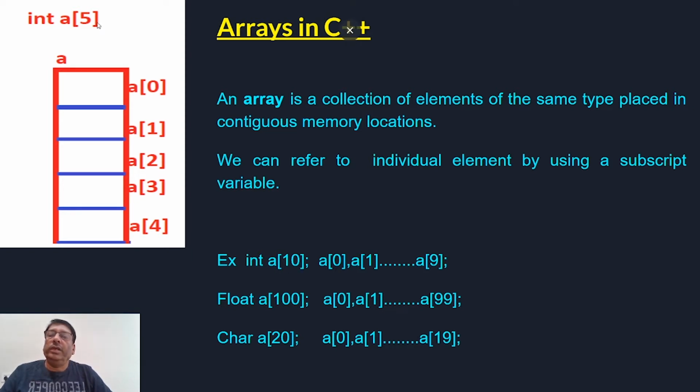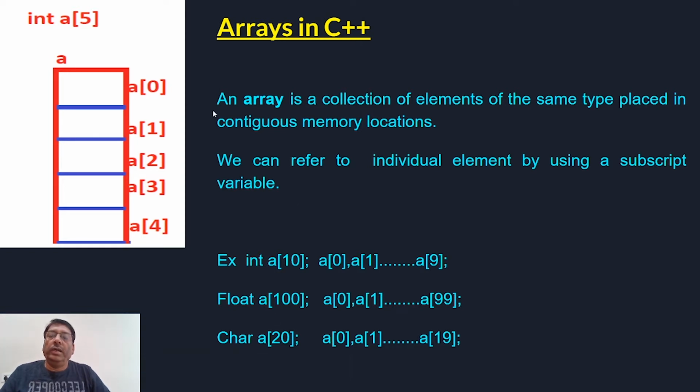When you say int a[10] or int a[5], the meaning is that you are reserving 5 memory locations for which you are giving the name a, and every location can be referred to as a[0], the next one as a[1], the next as a[2], a[3], a[4], and so on.